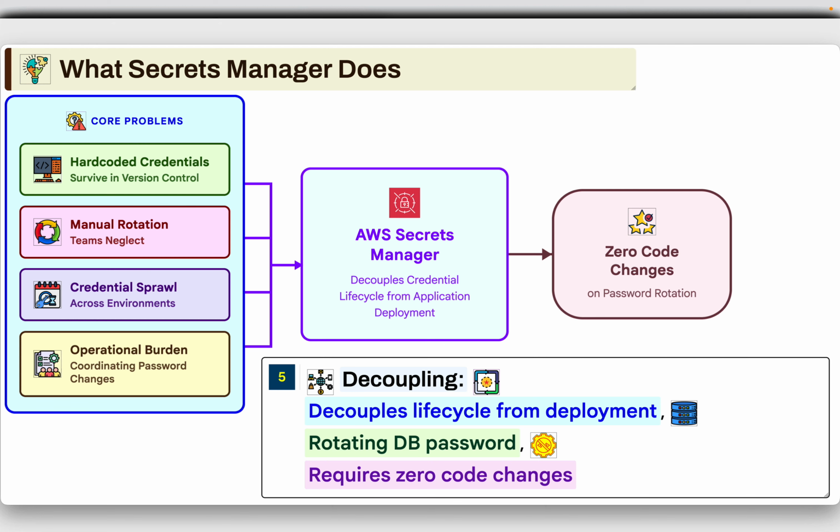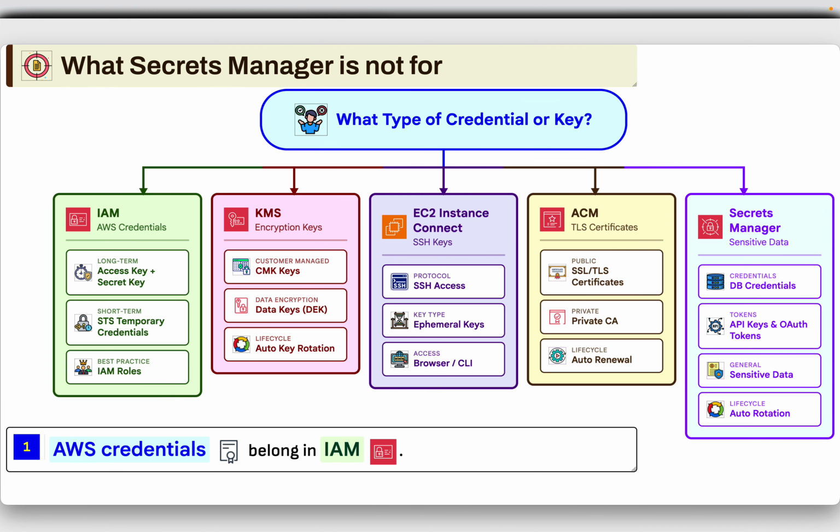It decouples the credential lifecycle from application deployment, so rotating a DB password requires 0 code changes to your application. So what Secrets Manager is not for? So first one is AWS credentials like access keys, secret keys, and STS temporary credentials belong in IAM. The best practice is to use IAM roles instead of long-term credentials.